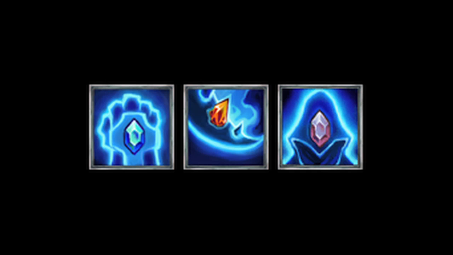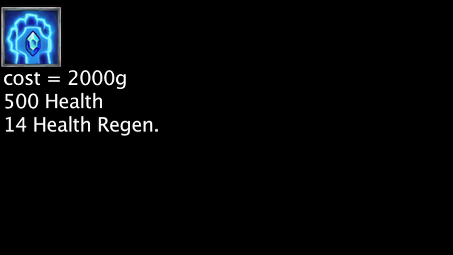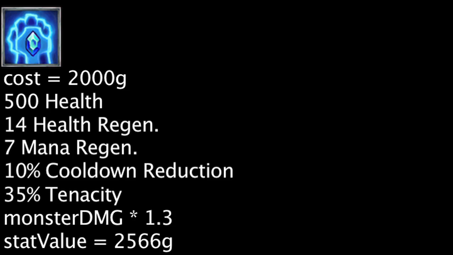The Spirit Stone can be upgraded into 3 different items. Let's take a look at them now. The Spirit of the Ancient Golem costs 2,000 gold and will grant 500 health, 14 health regeneration, 7 mana regeneration, 10% cooldown reduction, and 35% tenacity. It will also multiply all damage dealt to monsters by 1.3. One is saving 566 gold on stats by purchasing a Spirit of the Ancient Golem, not taking the tenacity into account.